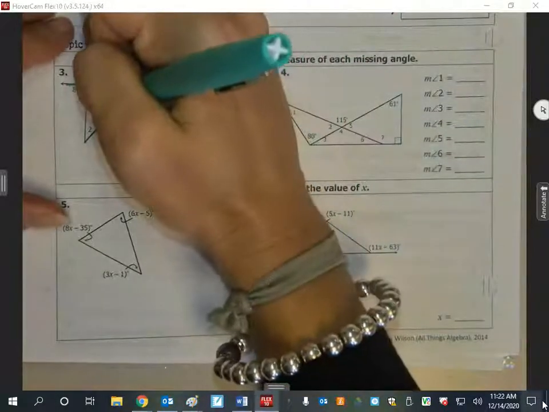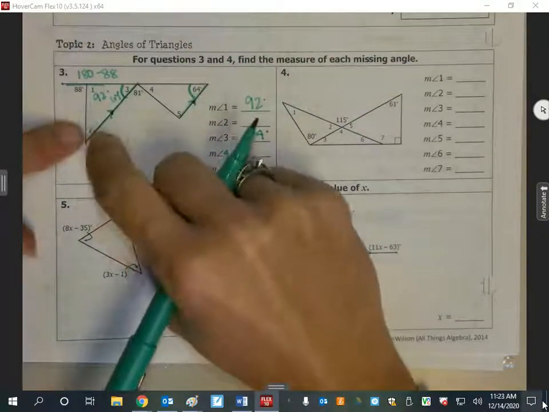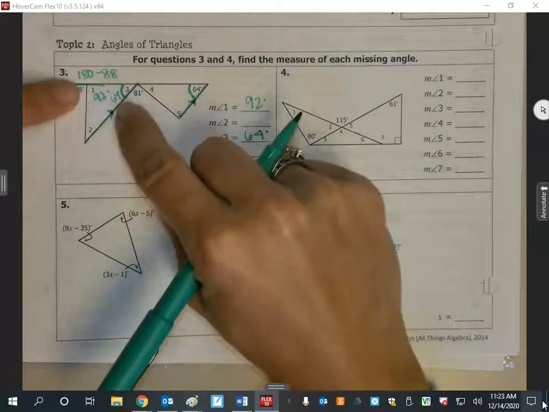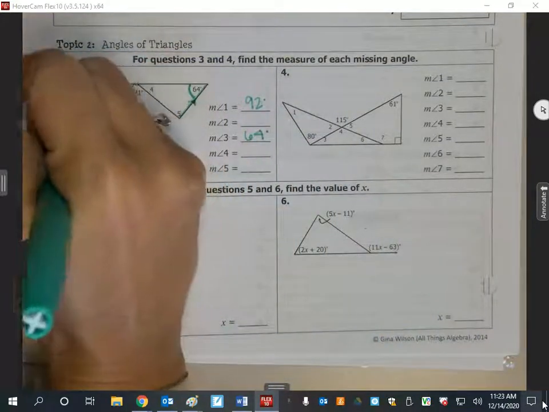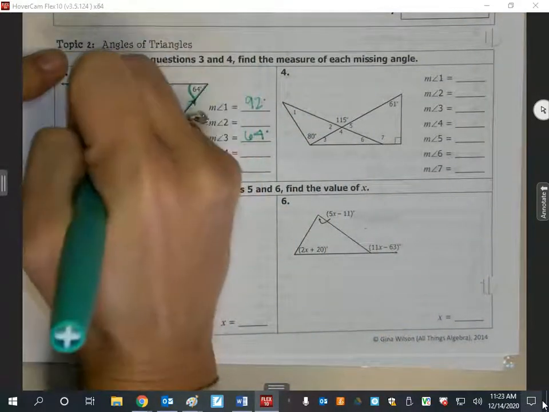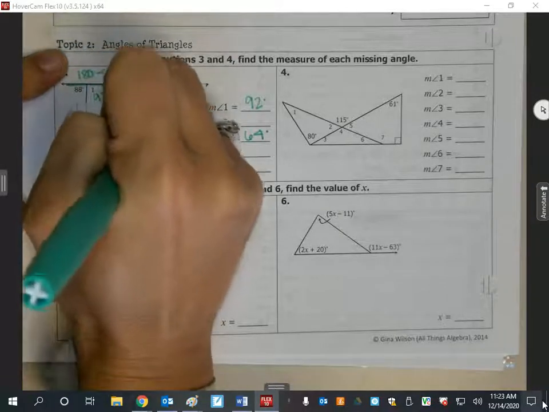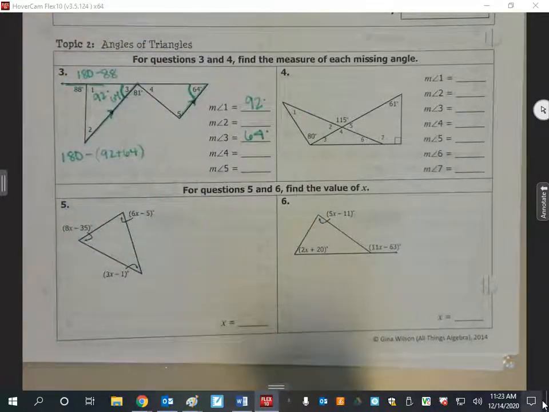Now that you know that angle 3 is 64 degrees, you can find angle 2 because you have the other 2 angles in the triangle. So this would be 180 minus 92 plus 64, and that's 156. So angle 2 is 24 degrees.